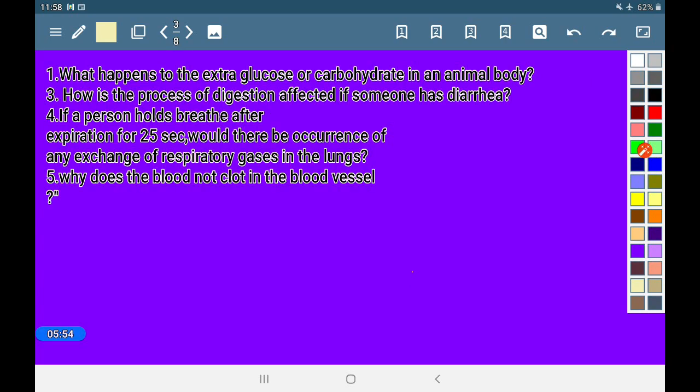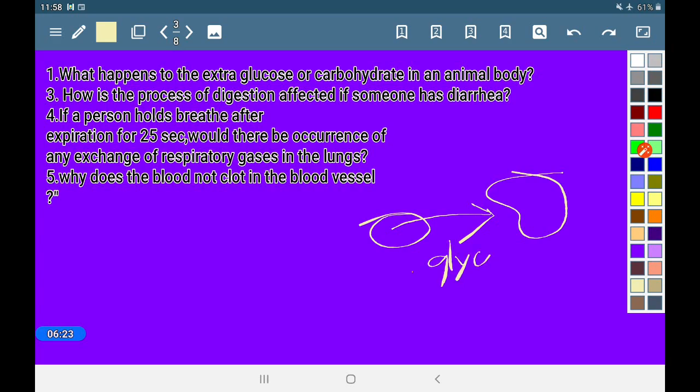Okay, the next few questions were asked by Gaurav Agarwal. The first question: what happens to the extra glucose or carbohydrate in the animal body? So glucose, when it is extra, is stored in muscle or liver. Glycogenesis is the process.